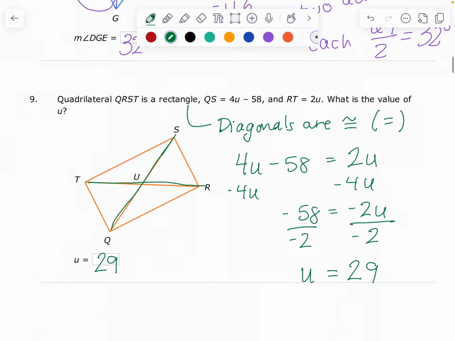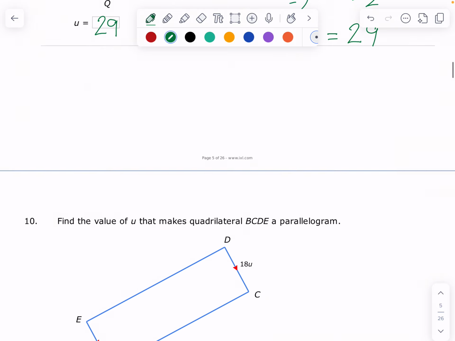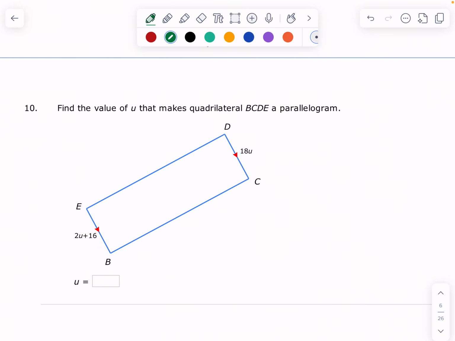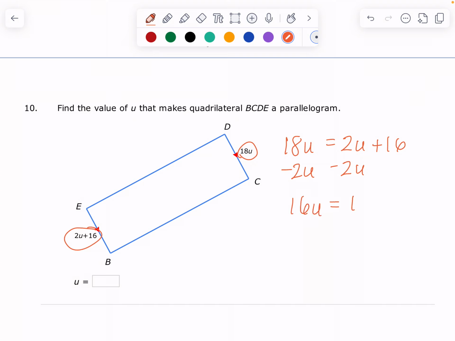Then the next one will be the last one I'll do in this video, and then I'll make a second video. Find the value of u that makes this quadrilateral a parallelogram. Hey, this is kind of like the one we did before, where this has to equal that, right? So 18u would need to equal 2u plus 16. So subtract 2u, subtract 2u. We get 16u is equal to 16. Hey, that's nice. Because then once you divide by 16, u equals 1. There you go. So that's the end of this video.